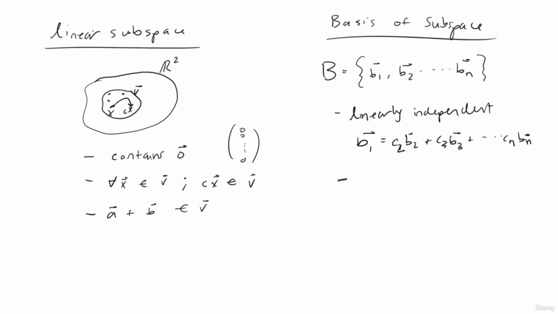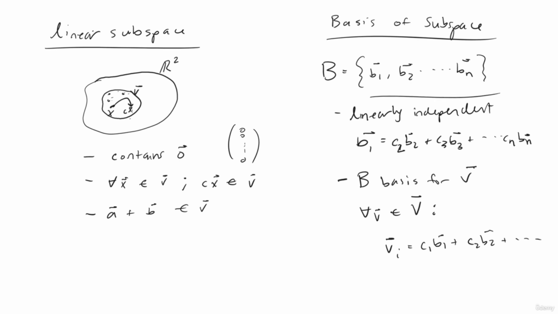And what this means is that if B is a basis for V, then for any vector v in the set V, I can say that v is equal to c1 times this basis vector, plus c2 times this basis vector, and so on. Every single vector in the subspace can be written as a linear combination of the basis vectors. If these vectors are linearly independent and any vector in V can be written as a linear combination of them, then this is a basis for that subspace.